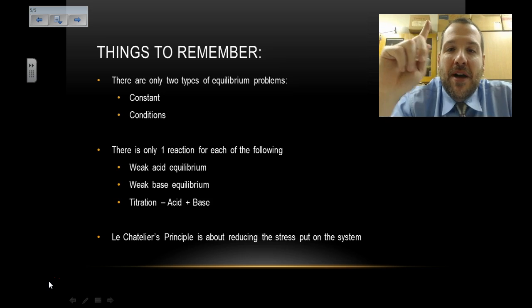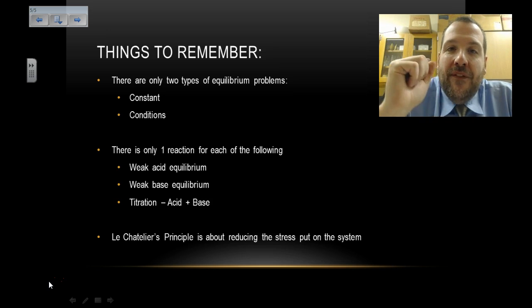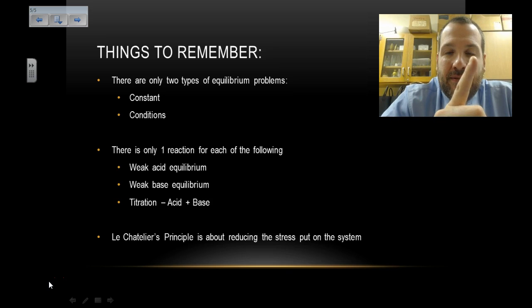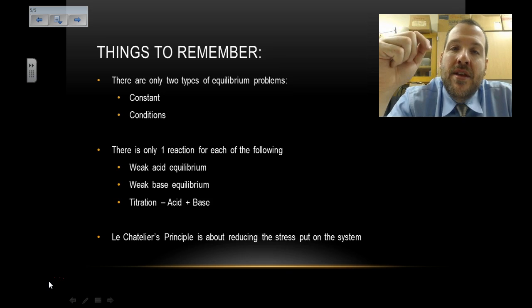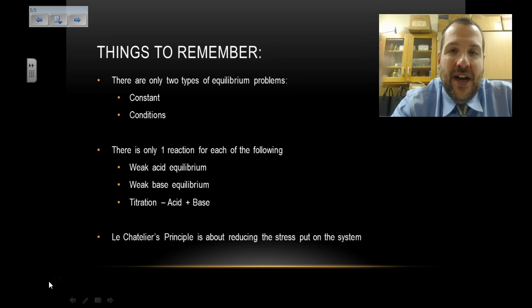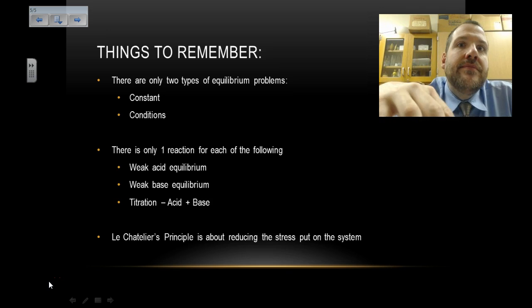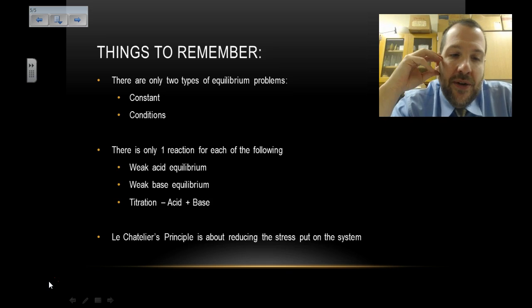The second point is that we have just one reaction for acid equilibrium problems, one reaction for base equilibrium problems, and then just one reaction when we're doing the titration problem. When we're doing the stoichiometry part of the titration problem, you do acid plus base, and that gives you the conjugates of each. If you keep that in mind, that may help you, especially with that third open-ended question.